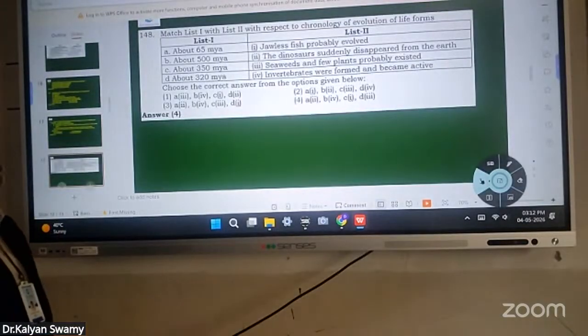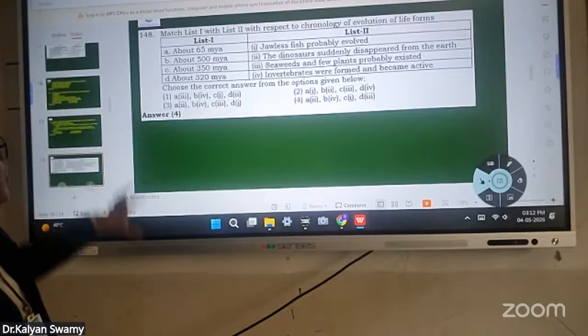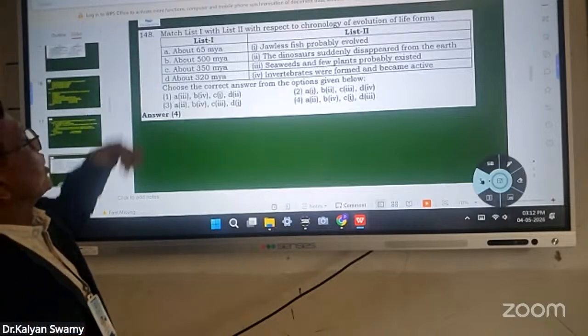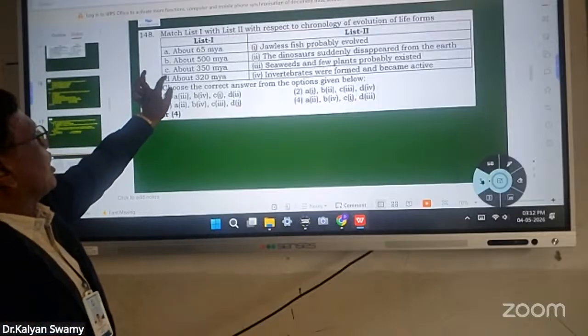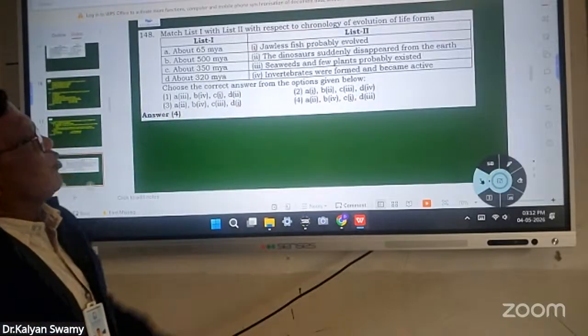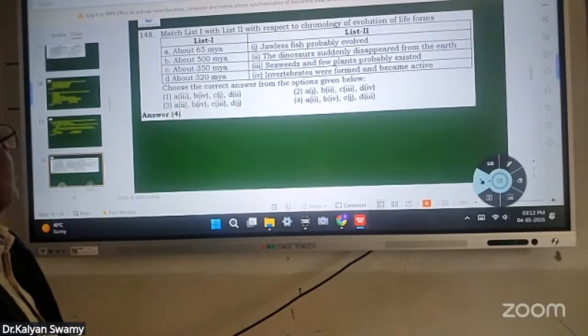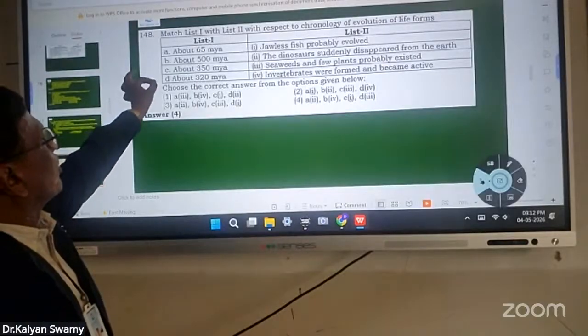Then again a matching type question, which is familiar to us. That we have to choose first. Here, about 65 million, 350, 320. This is somewhat complicated, D and C. Dinosaurs disappeared suddenly from the earth about 65 million years ago.